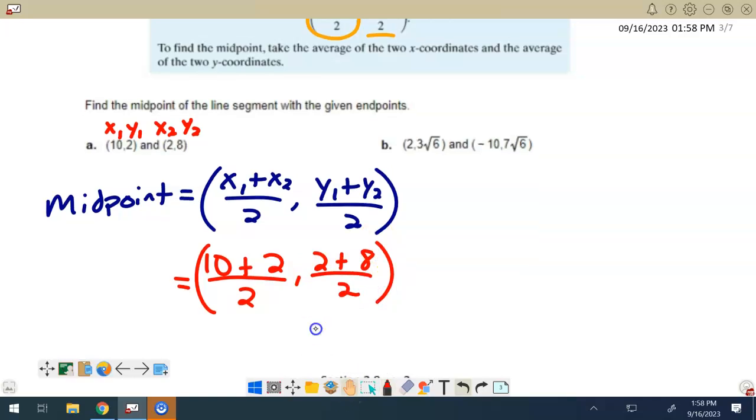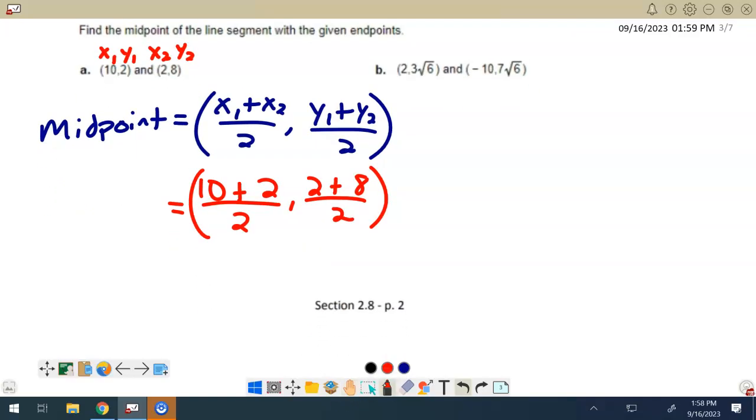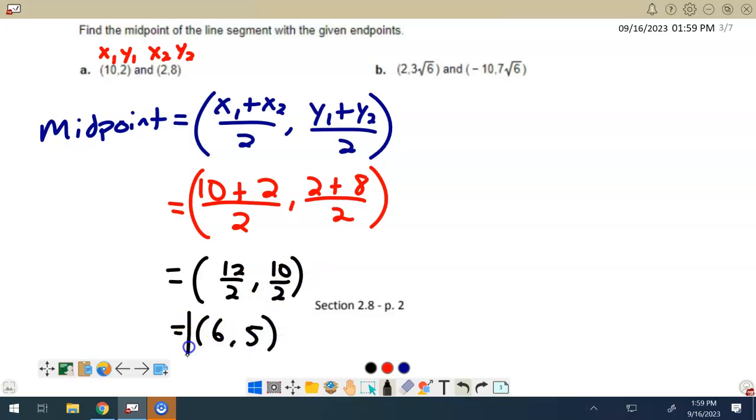And that's our midpoint. We just need to simplify this, so we'll have 12 over 2. And again, they're just being nice with these numbers here because it works out so beautifully. We get 12 over 2 and 10 over 2, so (6, 5). That's the point exactly halfway in between (10, 2) and (2, 8).